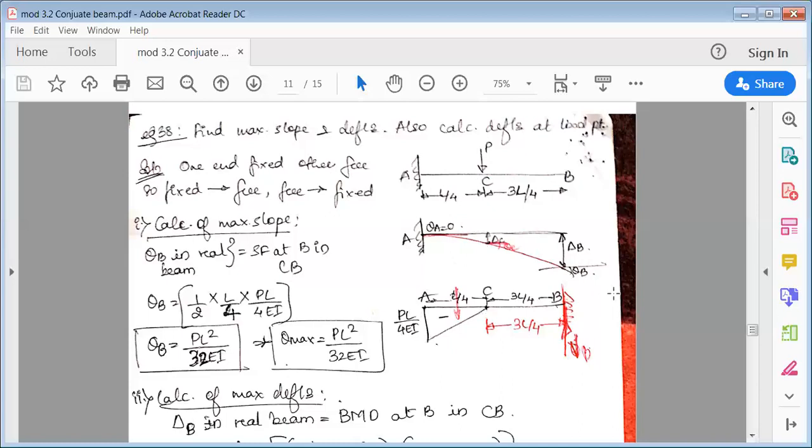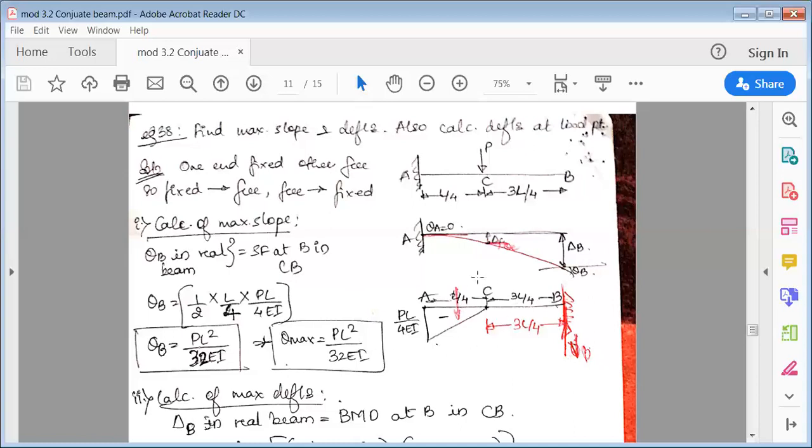After this, you have to show the conjugate supports. The fixed end becomes free, so don't show anything here, and the free end becomes fixed. So at B, just show a fixed support. Once you show the fixed support, then we'll show the vertical force here. Why vertical? Because we are interested only in shear force, vertically acting upward. This triangular load is acting downward, and to stop this triangular load, the shear force acts upward. So that is VB.